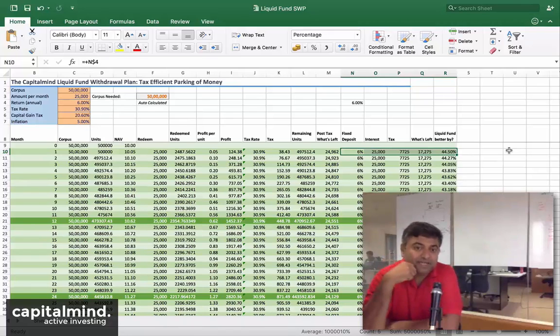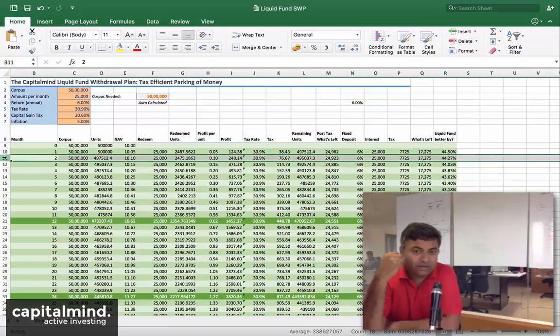The second month gets more interesting. You've got a bunch of units left. That's 4,97,512. That's column D. The NAV now bumps up by another little bit, which is 10.10. So you've gone from 10 rupees to 10.05 to 10.10. You want to take another 25,000 out. You're going to redeem a certain number of units.